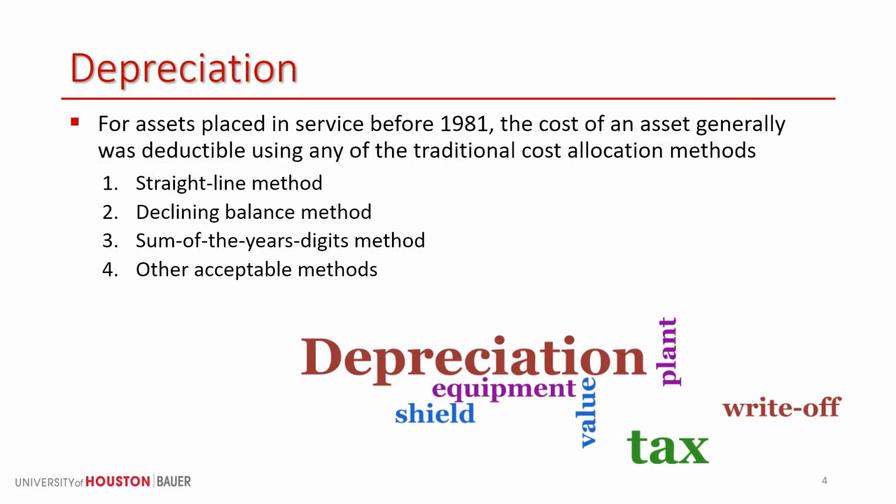Now, depreciation prior to 1981 used the traditional methods that you're familiar with, the straight line, double declining some of the years, or any other method. These were all allowable. That's not the case anymore.